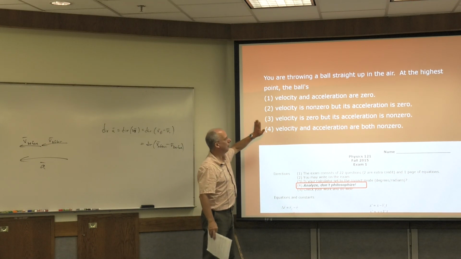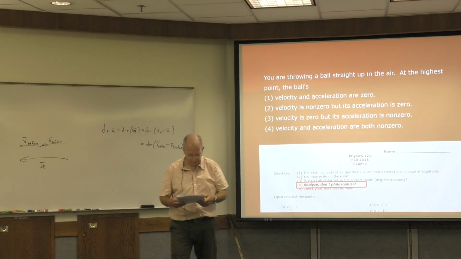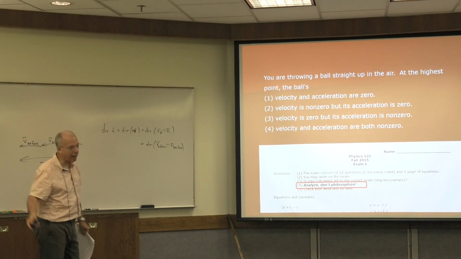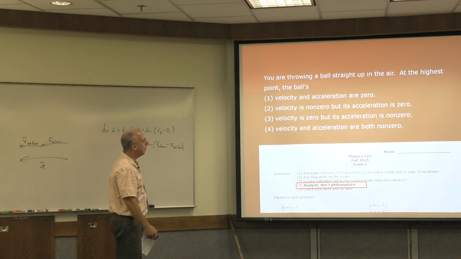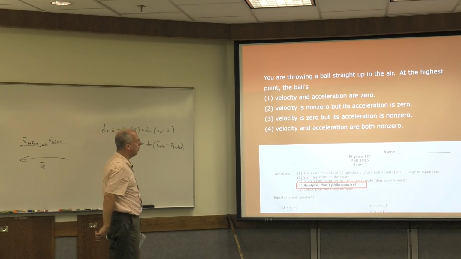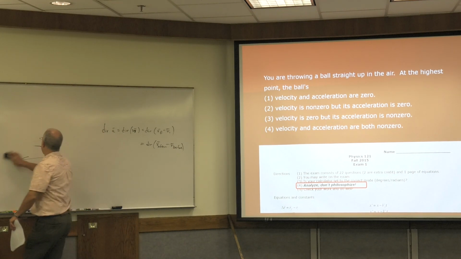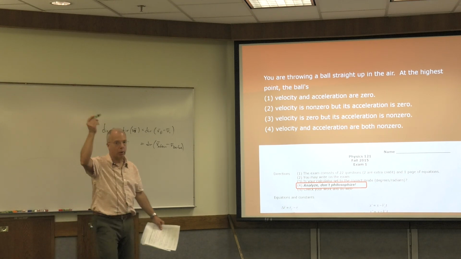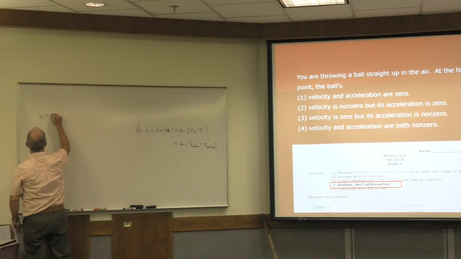All right, so now read this and answer it, please. Pause your video and figure it out. All right, I assume you've paused your video and done it. So you're throwing a ball straight up in the air, at the highest point. Let's analyze it. At the highest point, what is the velocity? Well, 0, it stops. So the velocity is 0, no kidding.